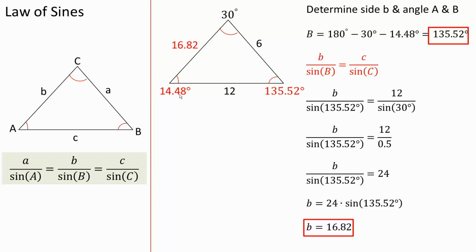Just for a sanity check, we have 30 degrees, it corresponds to 12. We have 14.48 degrees, it corresponds to 6. That makes sense because if this is 30 degrees, it corresponds to 12, then the smaller angle would correspond to a smaller side length. And likewise, the biggest angle would correspond to the biggest side length.